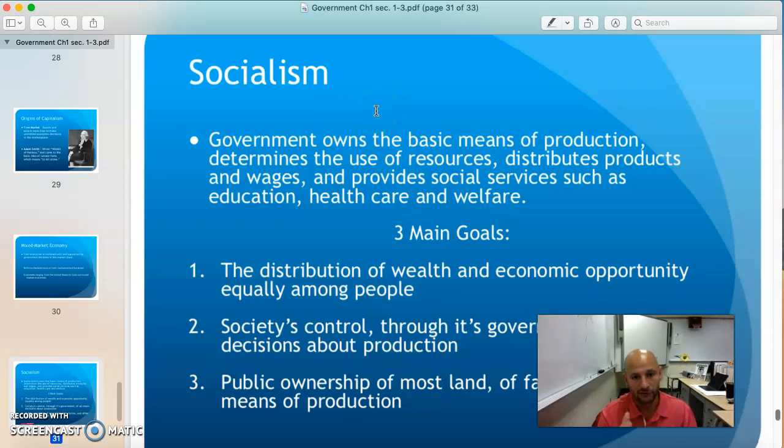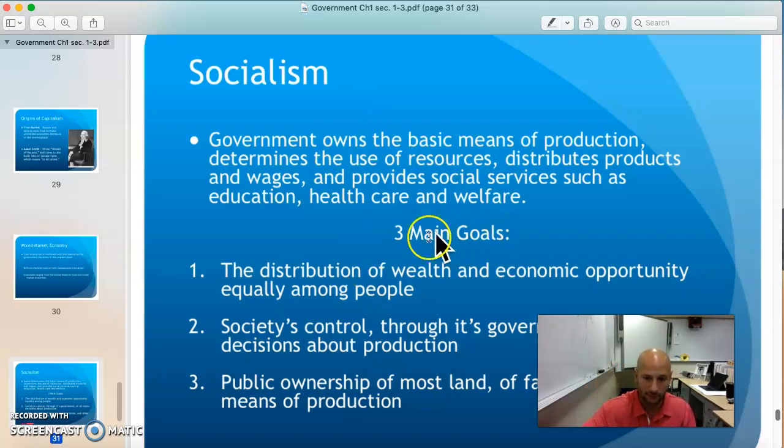The difference between socialism and communism, a command economy communism, is that in socialism there's still going to be a little bit of private incentive. So the government's going to own everything, and you're going to work for the government. You're going to give the government just about all of your wages, but at the end you might be able to make a little bit of money.